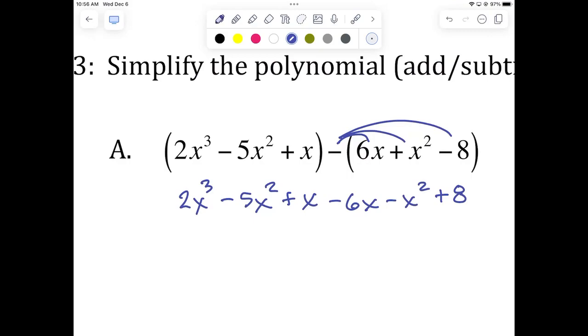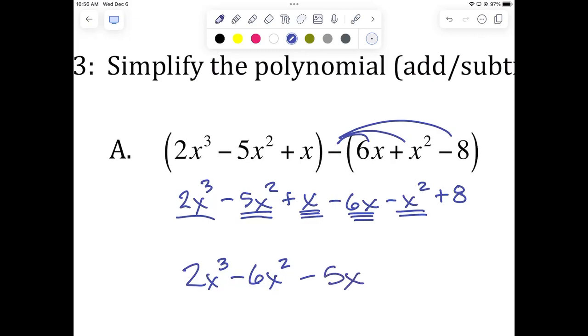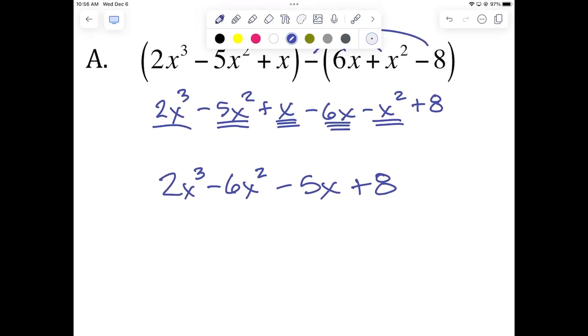So what's the largest degree in this group of terms? 3. So I'm going to underline it. Is there any other cubic term? Nope. So he goes first, and now I look for the squareds. I'll double underline all the squareds. I got a -5 of those, minus one more of those makes -6 of those. And then I got some x's. I'll triple underline those. And I got x minus 6x, that's minus 5x. And then the thing that's not underlined is the last thing, that is plus 8. So this ends up being a what type of polynomial if we name it? What's the degree?